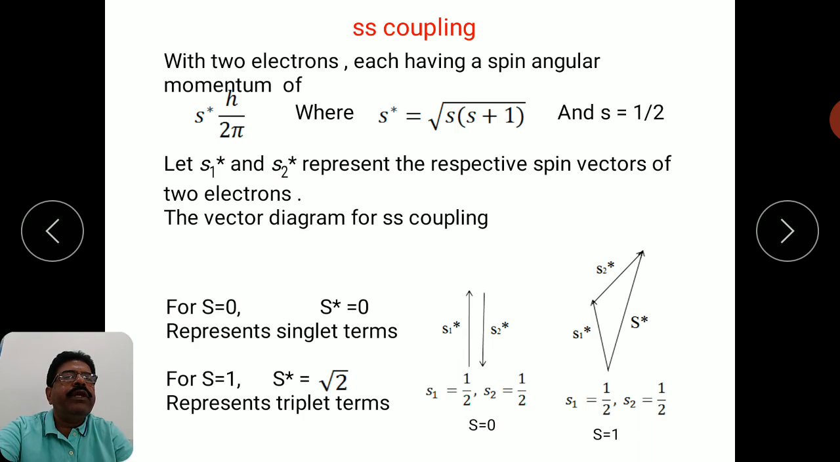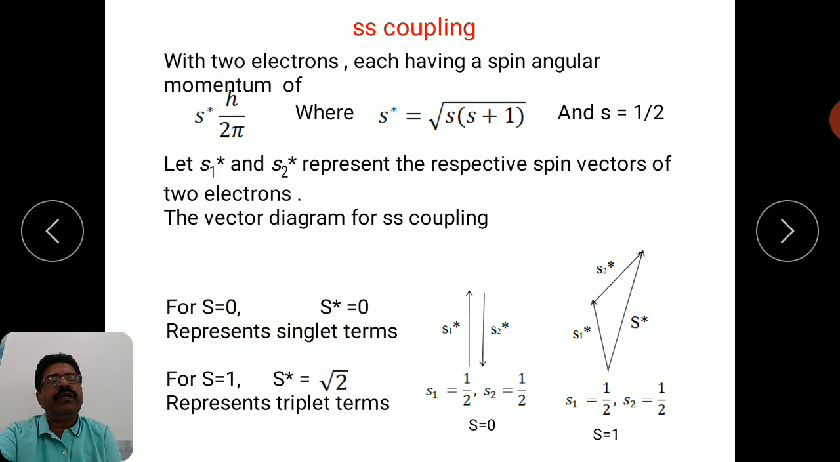And here they are oriented in such a manner that S1 and S2 produce S that is equal to 1. So for S is equal to 0, S star, its magnitude will be 0. And for S is equal to 1, S star will be under root of S in bracket S plus 1, that is 1 in bracket 1 plus 1, that is root 2.